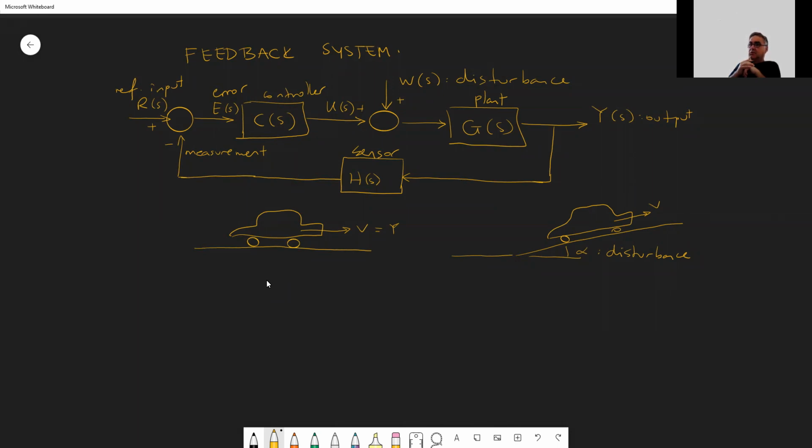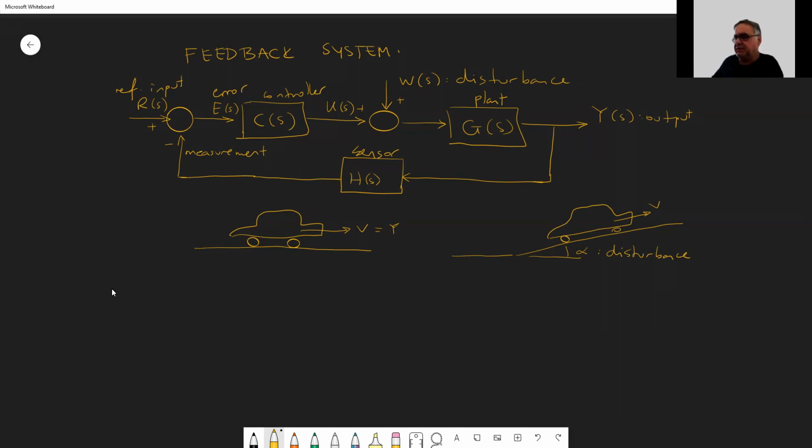So the disturbances are an important part of the control systems. Well, they are undesired, but they are in the system. The control system not only tries to follow the reference input, but it also tries to reject the disturbance.